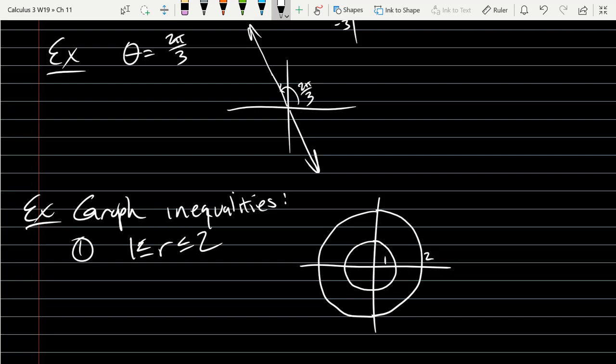What else do I get on the graph from the inequalities? Shading. So what part or parts am I shading? Everything between 1 and 2, between the circle of radius 1 and the circle of radius 2, so that all gets shaded in.